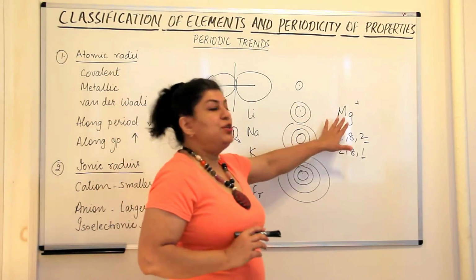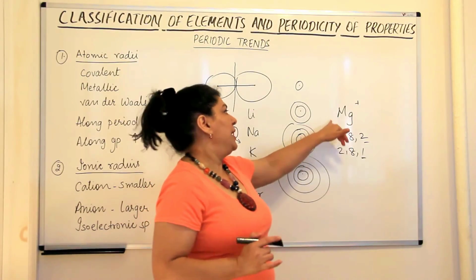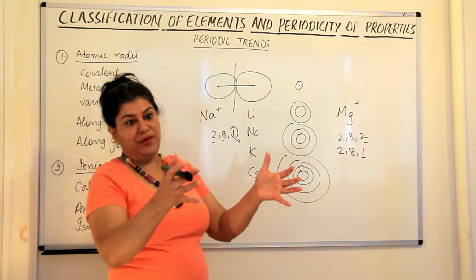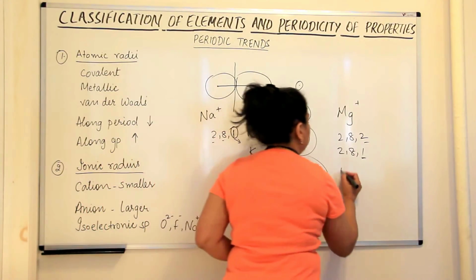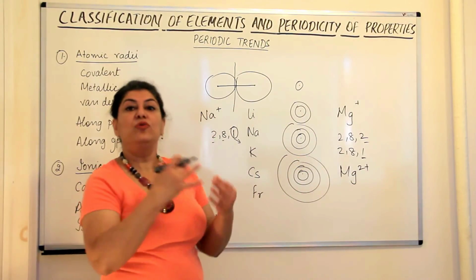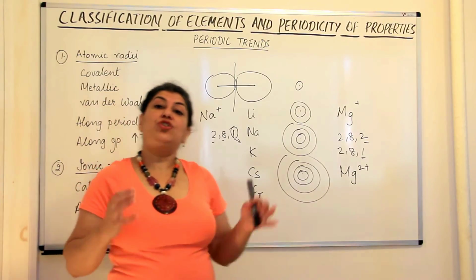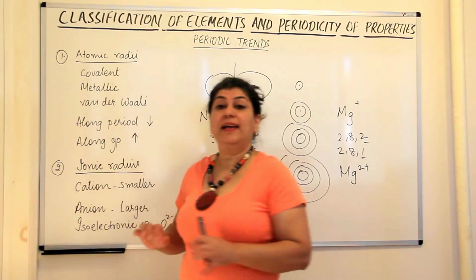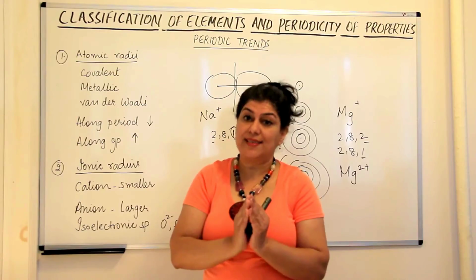And usually whenever cations are formed, the outermost shell may be lost, and if the outermost shell is lost, then of course the size really is smaller, as in the case of Na+ and as in the case of Mg2+, which loses 2 electrons and loses the outermost shell too. So a cation is usually smaller than its neutral atom, and an anion now has more electrons, but the number of protons is the same.